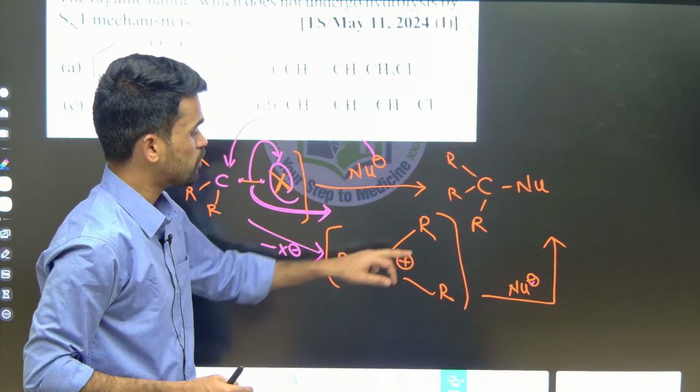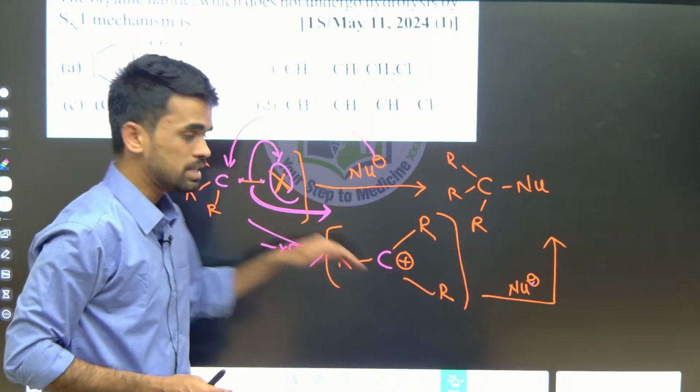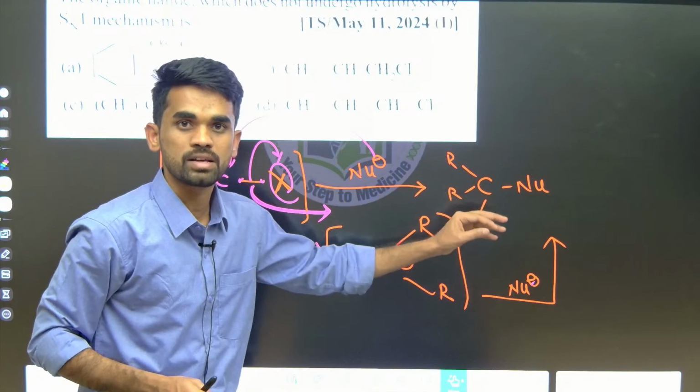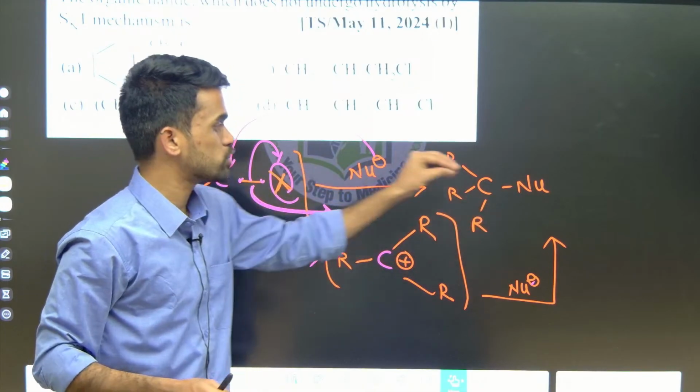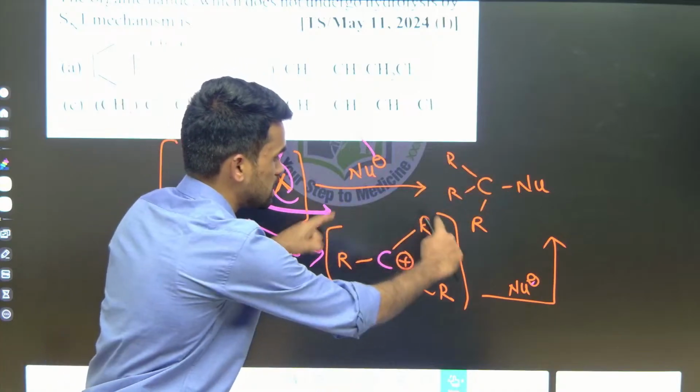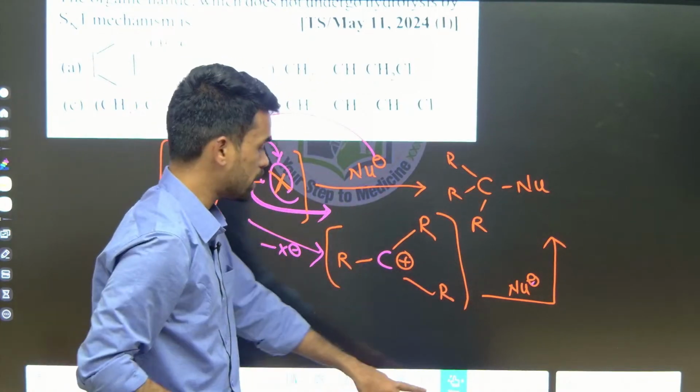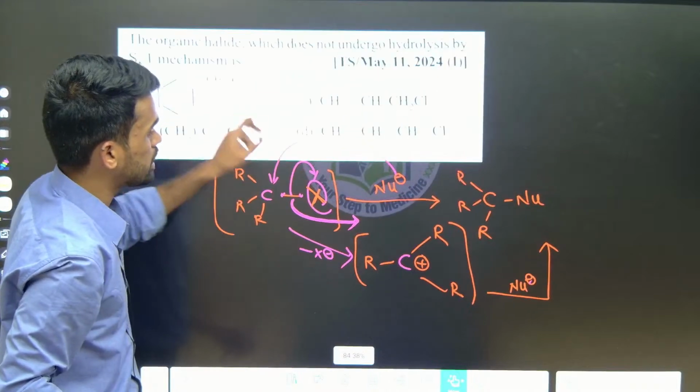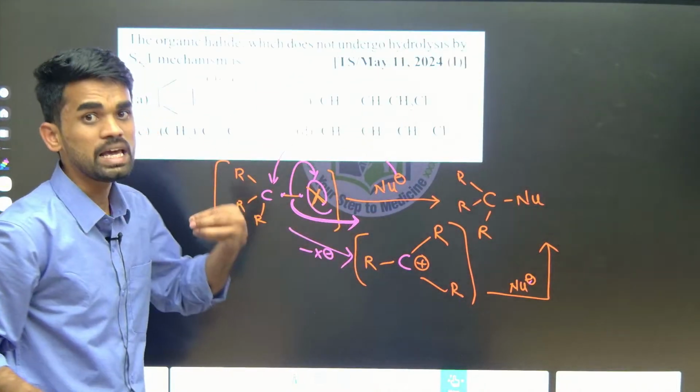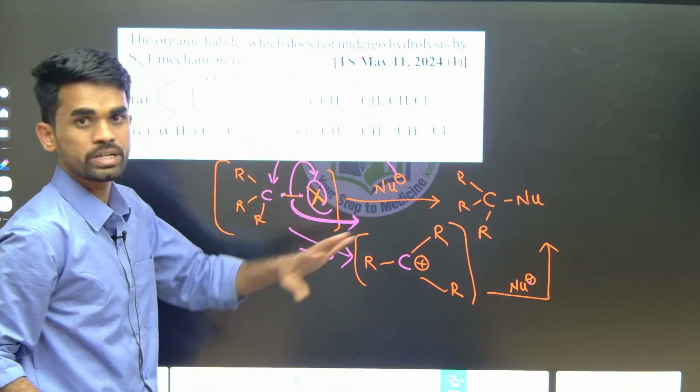Now look at this. If this formed carbocation is more stable, then the SN1 reaction will be very fast, okay. The rate of this reaction is very fast if the intermediate stability is more, okay. Now if the intermediate formed is highly unstable, then that reaction won't take place, okay.